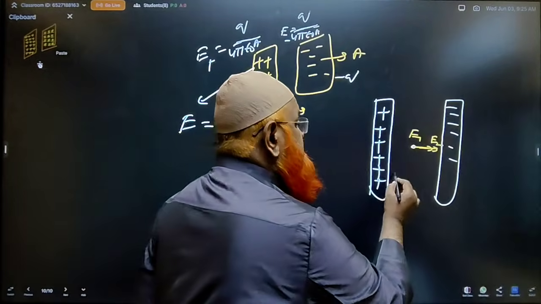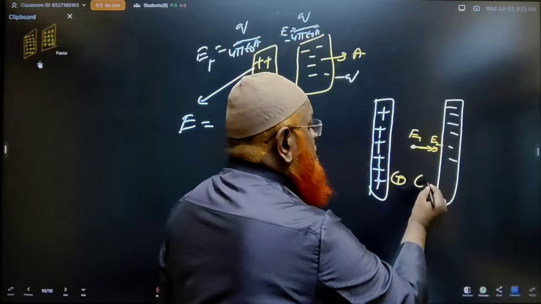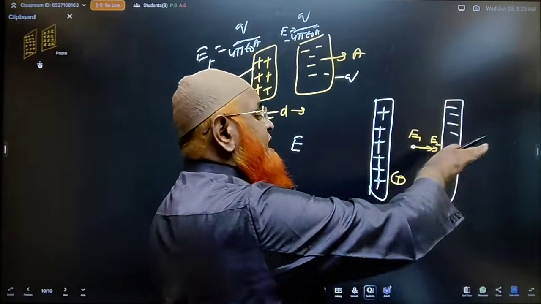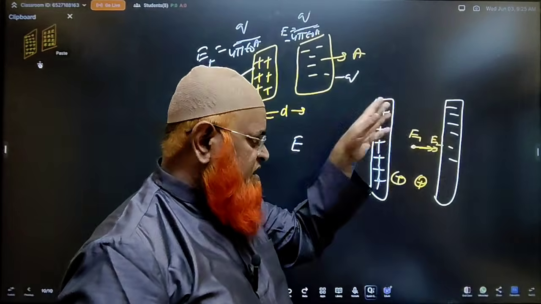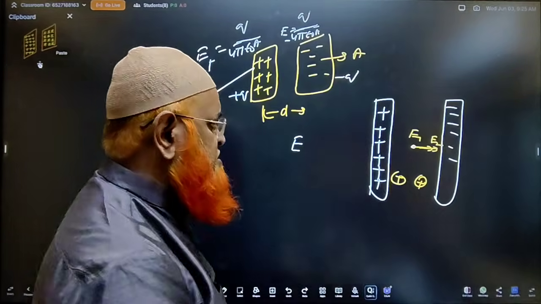Because of this plate, if you keep a test charge here, it moves like this. Because of this plate, you keep a test charge, that is also attraction. This is repulsion. Because of repulsion, it goes like this. Here, because of attraction, it goes like this. Both are going in the same direction.